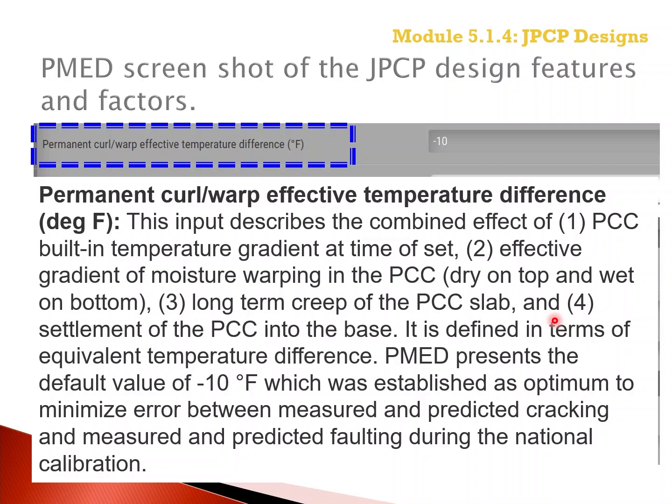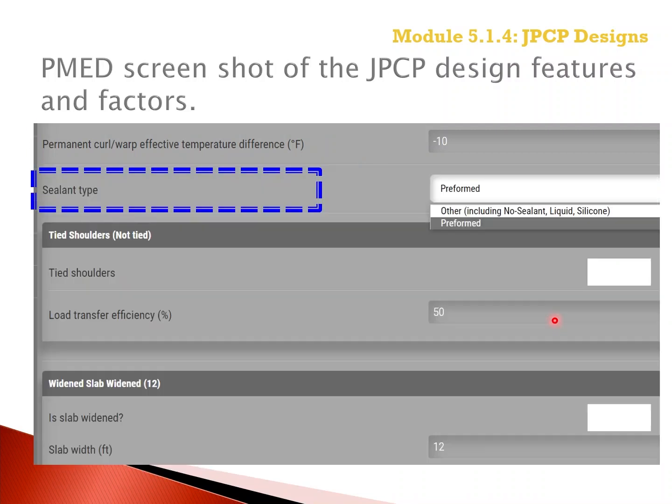However, the user can select a different temperature difference value, minus 5, minus 15 or so, especially if a different value was defined during local calibration to minimize the error and any bias between the predicted and measured values. So, although in most cases the default value of minus 10 degrees Fahrenheit will be used, the user does have the option to change that value.